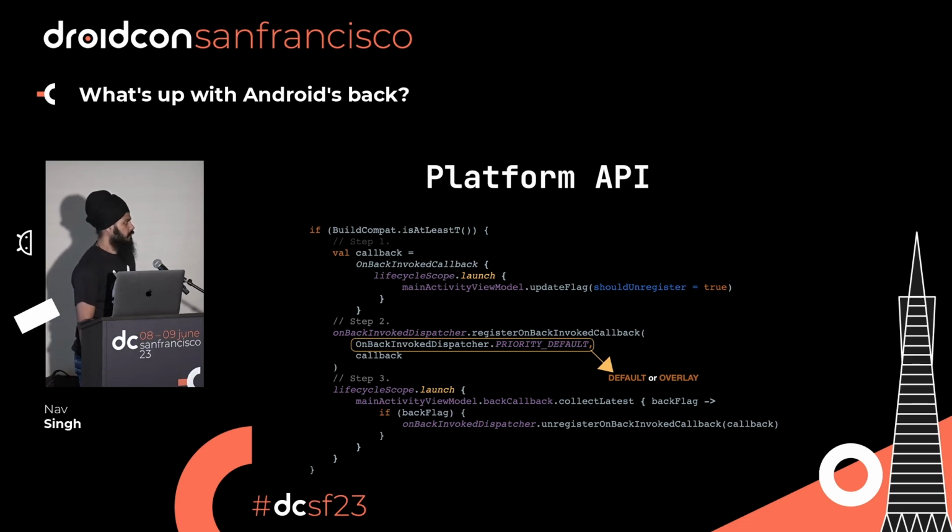And the last step is to make sure that if you want to unregister your callback, the best way of doing it is to observe some sort of flag in your activity, or wherever you want to unregister your callback, based on the value.